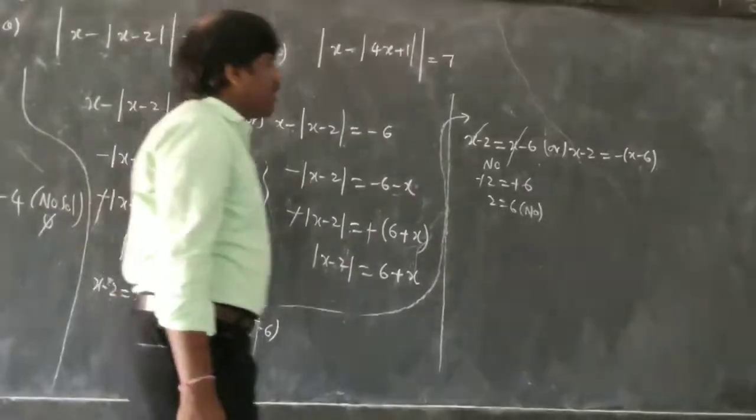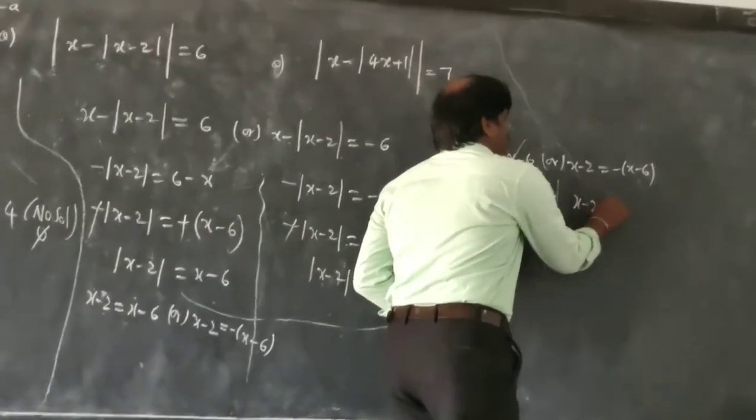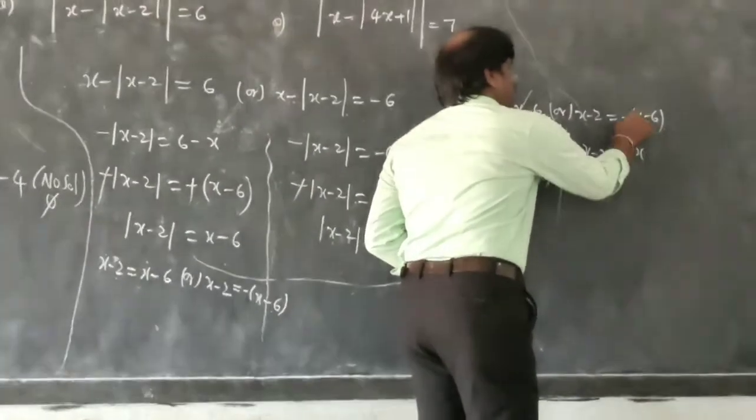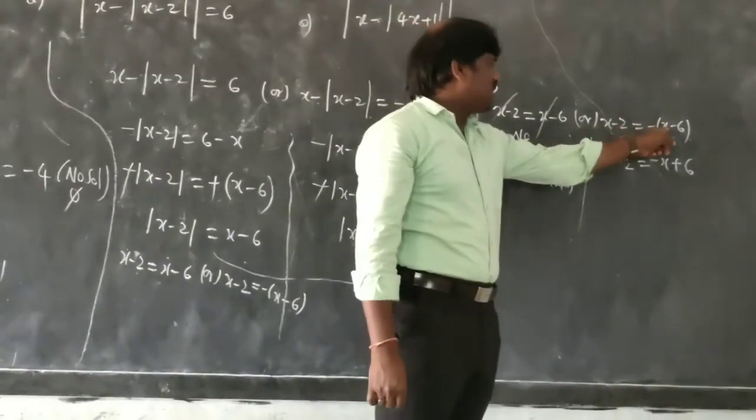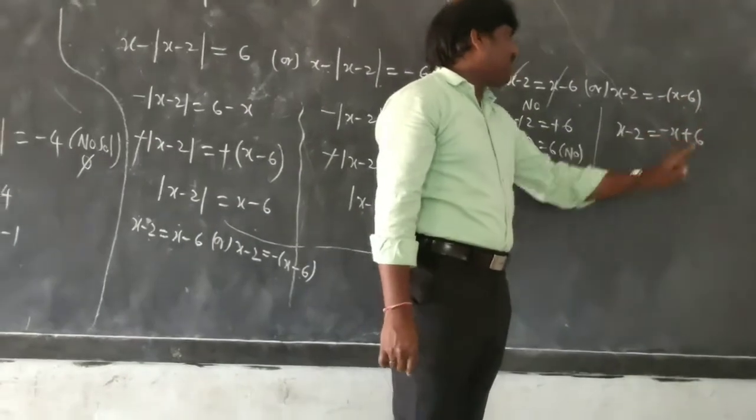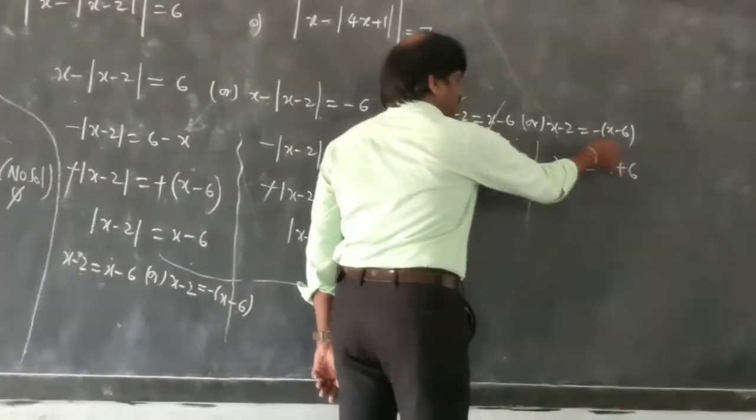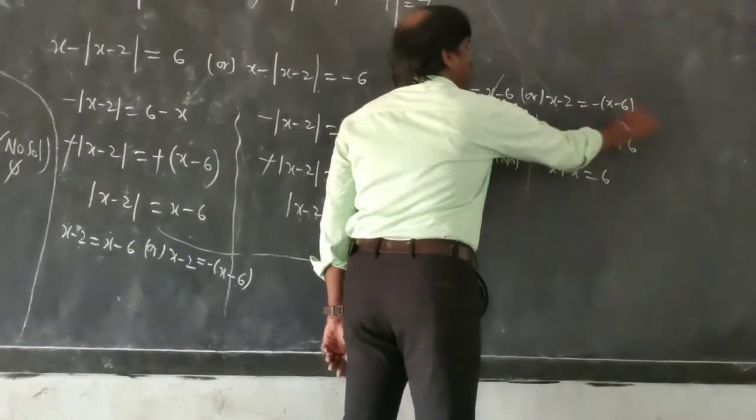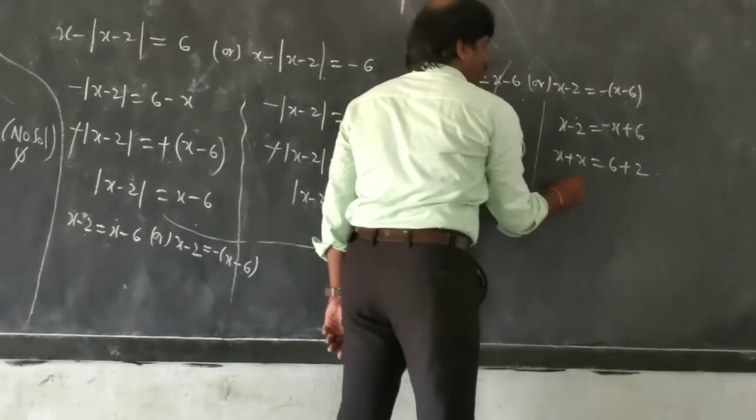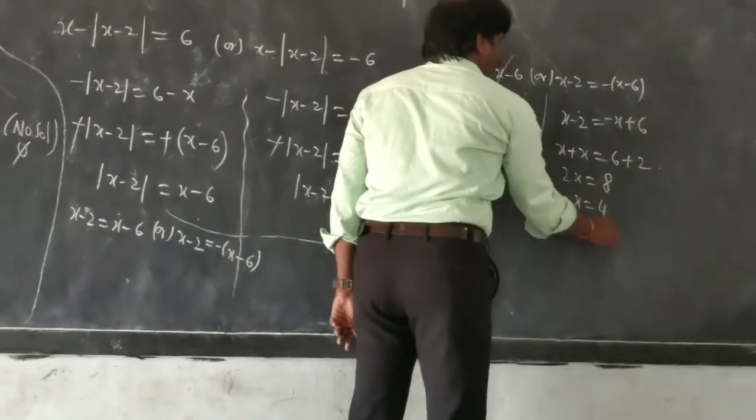See here on this side, what you get is x minus 2 is equal to minus of x minus 6, that is minus x plus 6. Send this plus 6 to this side and the minus x to this side. x plus x is equal to, sending this minus 2 to that side, plus 2. So 2x is equal to 8. x is equal to 4.